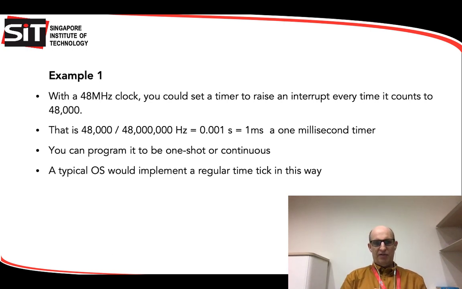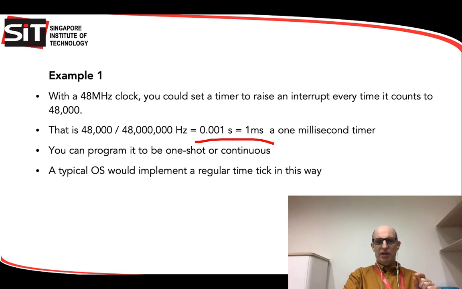So here's an example. With the 48 megahertz clock, it's probably an ARM processor. And if we set a timer that raises an interrupt every time it counts to 48,000, so what's happening there? Well, we've got a clock that's 48 megahertz, that's toggling 48 million times every second, and we're going to count to 48,000. So let's divide that, 48,000 divided by 48 million, and we get 0.001 seconds, which happens to be 1 millisecond. So if we have a timer that's fed with the 48 megahertz clock, and it has an interrupt every time it counts up to 48,000, then that duration is 1 millisecond. It's a 1 millisecond timer.